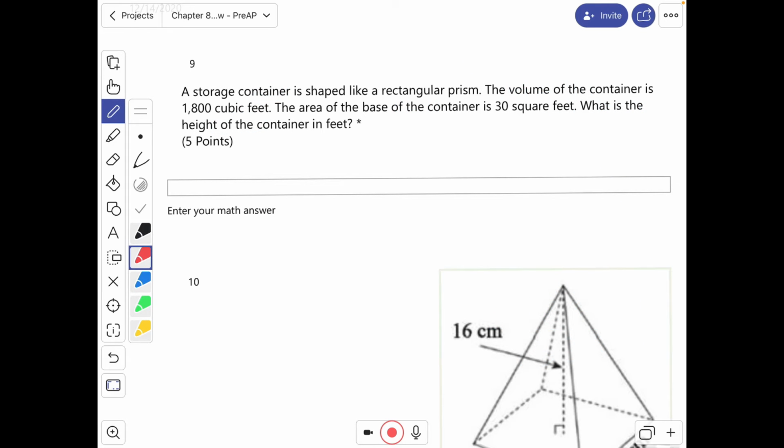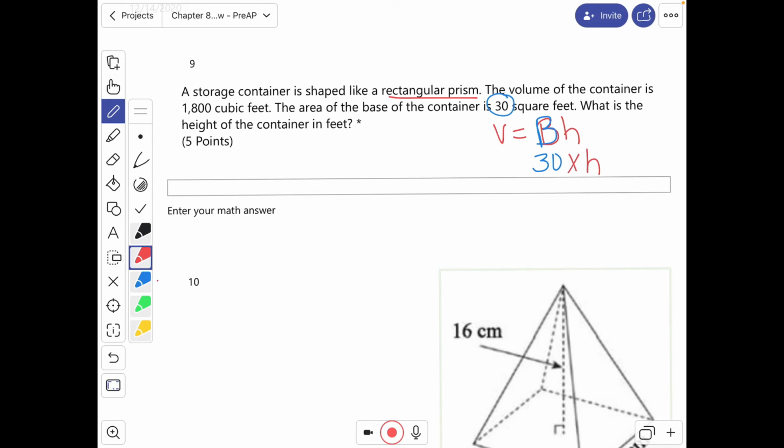Number 9. A storage container is shaped like a rectangular prism. The volume of the container is 1,800 cubic feet. The area of the base of the container is 30 square feet. What is the height of the container in feet? So this is talking about volume of a rectangular prism, and that formula is area of the base times the height. Well, we don't have to worry about plugging in a formula for area of the base because they just told us what that number was. So we can just plug that in.